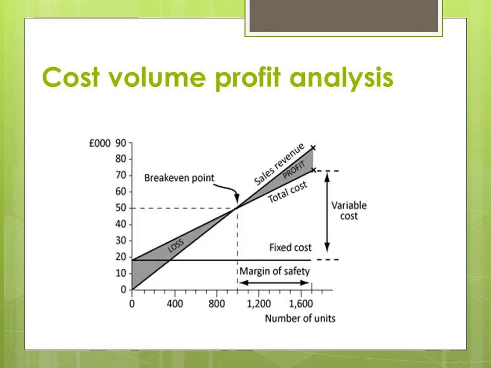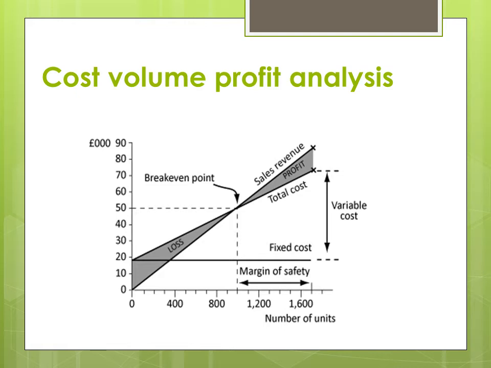In this example, you can see that the firm's total fixed cost is 20,000, which is shown by the horizontal line. The point where the total revenue curve is exactly equal to the total cost curve is the break-even point, where output is equal to 1000. At this point, total revenue and total cost are 50,000.